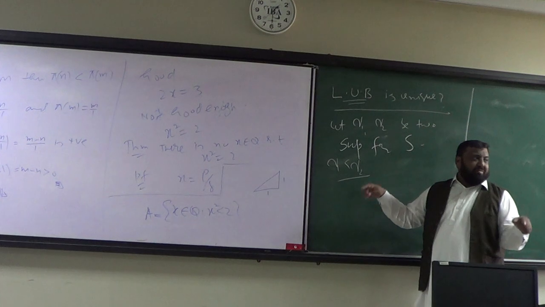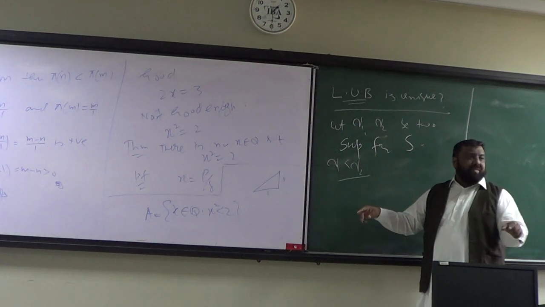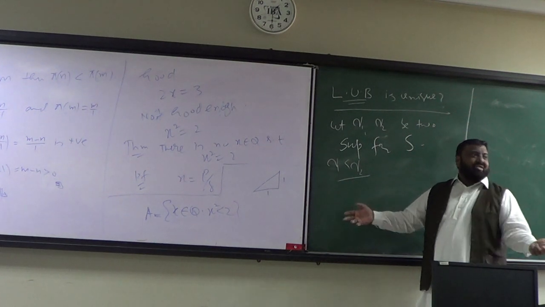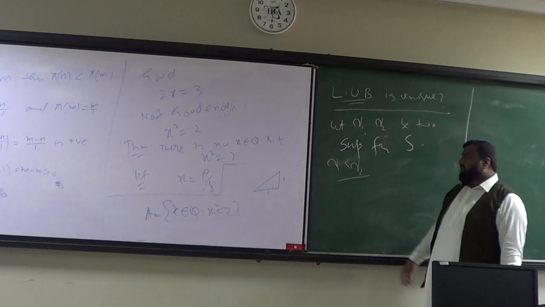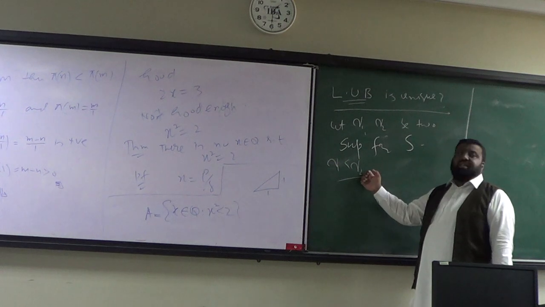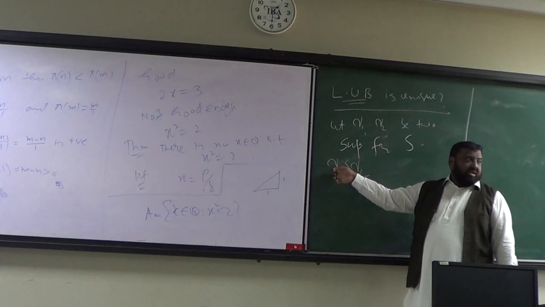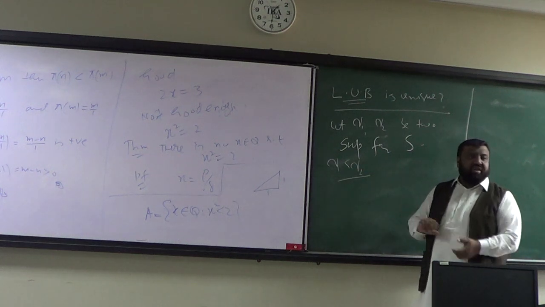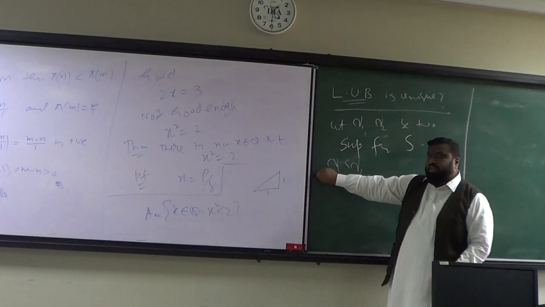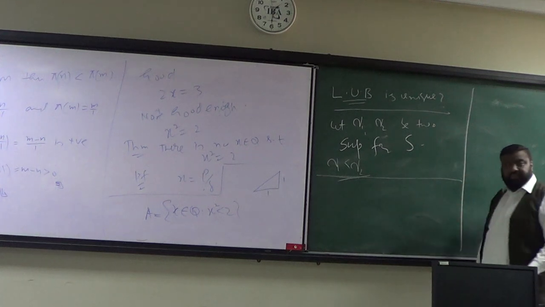Is it possible that gamma 1 is a supremum but not an upper bound? No, that's not possible. So this doesn't make sense. So gamma 2 cannot be smaller than gamma 1, and similarly for the same reasons gamma 1 cannot be smaller than gamma 2. So the only option is that gamma 1 is equal to gamma 2. They must be equal. So it's a good point.